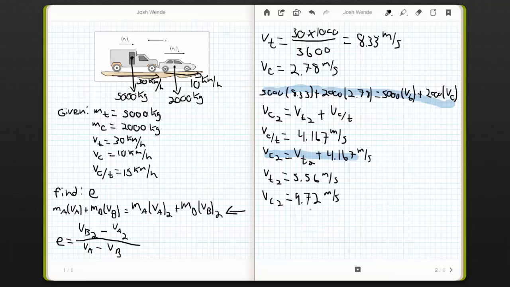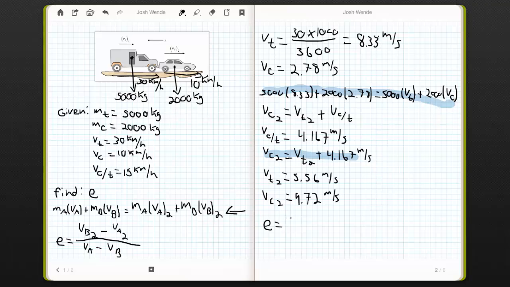Now that we have the final velocities for the truck and the car, and the original velocities, we can solve for the coefficient of restitution, which, if we look over here, I already have written down. And I think I told you the wrong thing for all of these. VB should be the final velocity for the car, VA is the final velocity for the truck, and then the original velocity for the truck, and VB the original velocity for the car. I think I told you the opposite earlier.